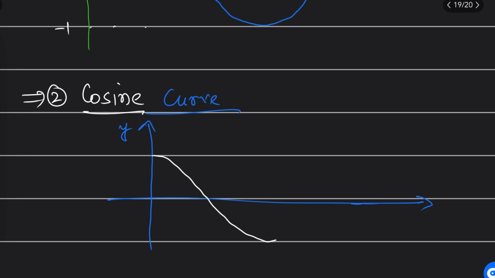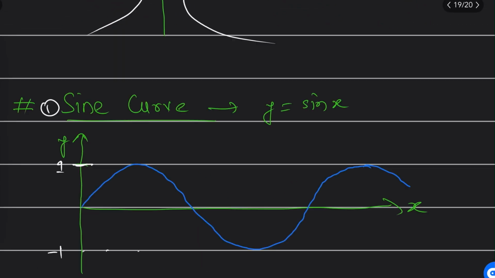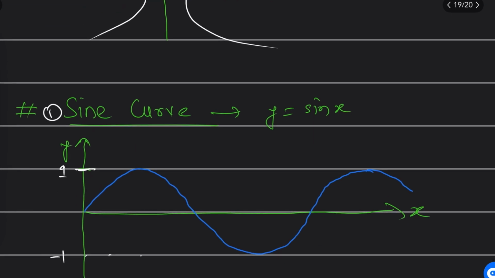Let me draw. I'm poor at drawing graphs. Fine, this is looking like this, sir. Here, this is +1 and this is -1, the y values. The range of sine and cosine is also -1 to 1. So if I'm talking about range, keep this in mind: the range of sine x is -1 to +1.